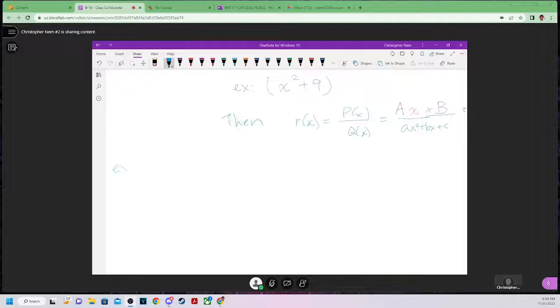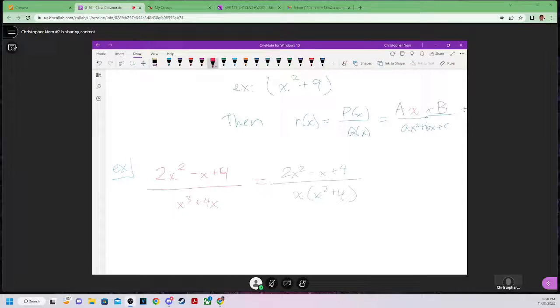Let's do an example. Let's do (2x squared minus x plus 4) all over (x cubed plus 4x). If I wanted to factor the denominator, you'll notice that you have a GCF. So you can turn this into (2x squared minus x plus 4) all over x times (x squared plus 4).